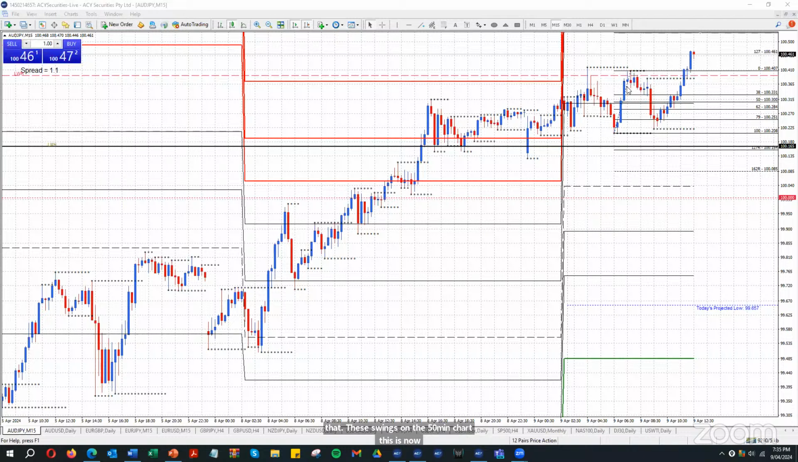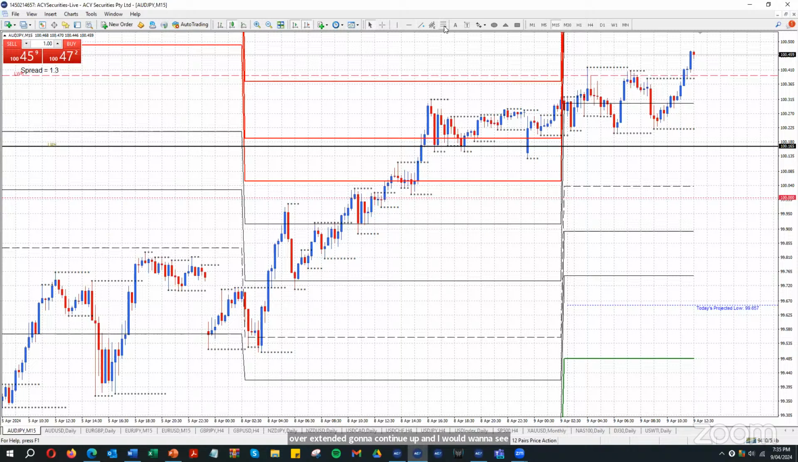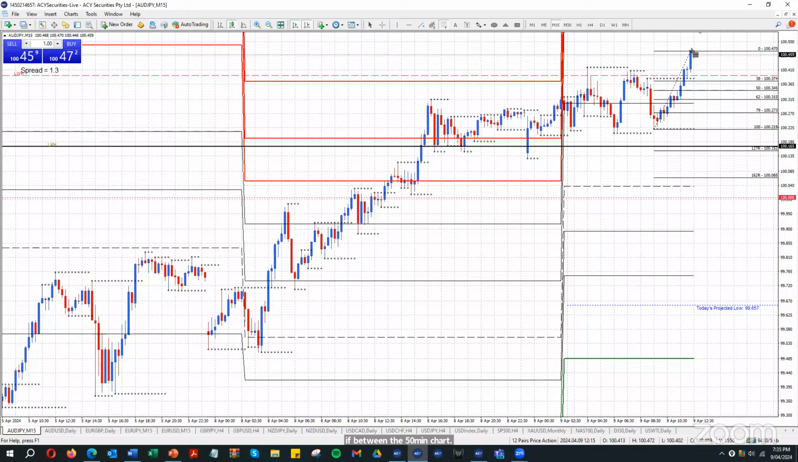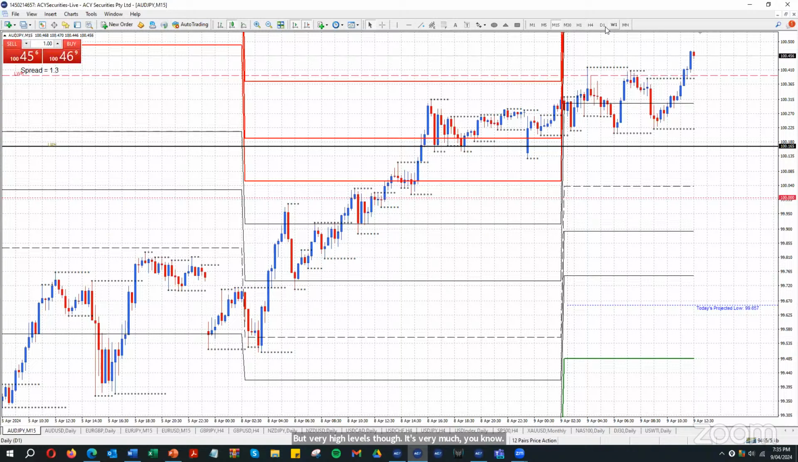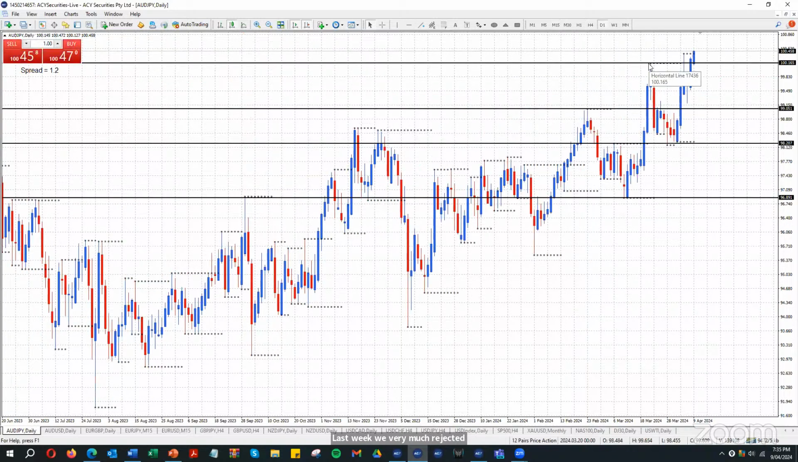We're going to continue up. Then I would want to see, if you're trading the 50-minute chart, look at the next range. This is the current range we're forming. Wait for the next pullback to the 62.79% area to be a buyer if you want to be buying at these high levels. All right, so the intraday 50-minute chart trend is definitely up. We're at very high levels though. Last week we very much rejected this top. Of course, at the moment, we're above that top and we're above last week's high point as well.